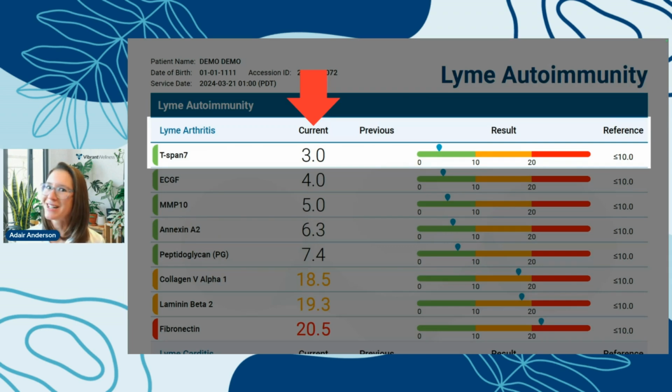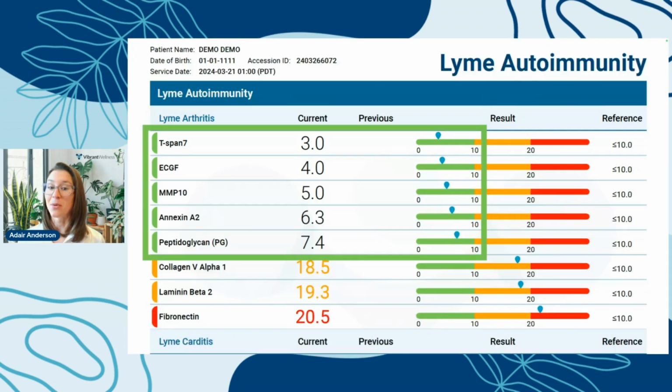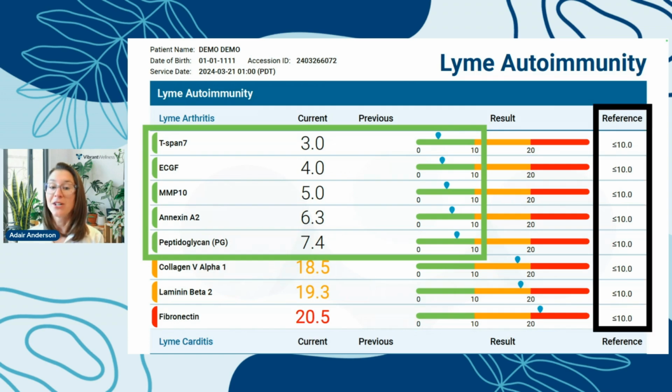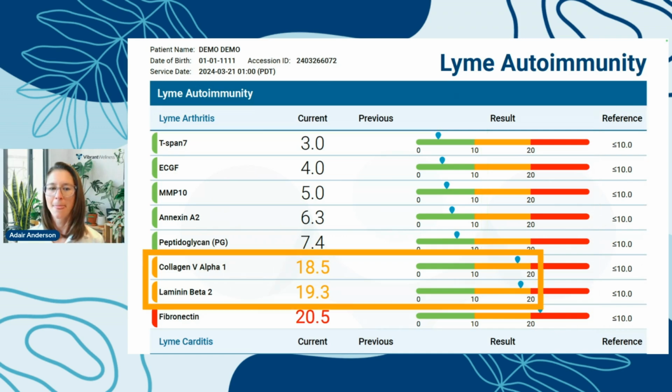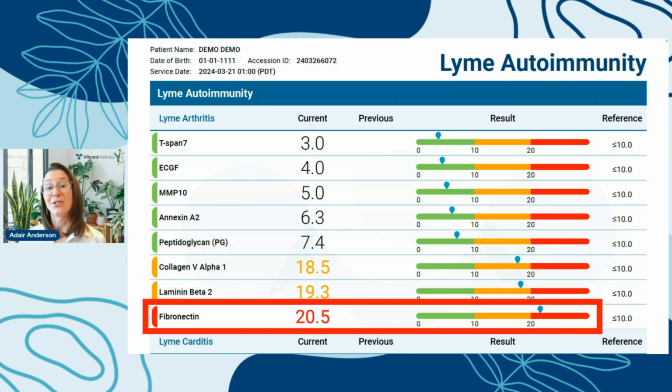The results are reported as both a number and plotted graphically so you can visually see how high or low your patient's results are. In this example, the patient has normal antibody levels to T-span7, ECGF, MMP10, Nexin A2, and peptidoglycan. Note, the reference range indicates normal antibody levels are less than or equal to 10. However, this patient has moderately elevated antibody levels of collagen V alpha 1 and laminin beta 2, and elevated levels to fibronectin.